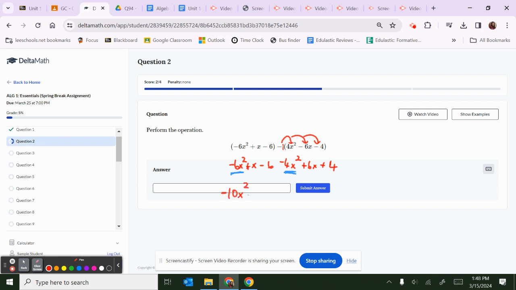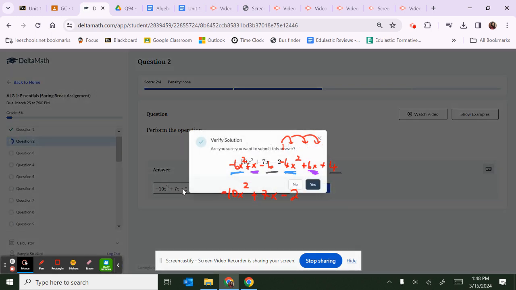Now we're going to combine the x's. So 1x plus 6x is 7x. And then we're going to combine the constants. So negative 6 plus 4 is negative 2. So again, guys, just like that. Let's type that answer in: negative 10x squared plus 7x minus 2.